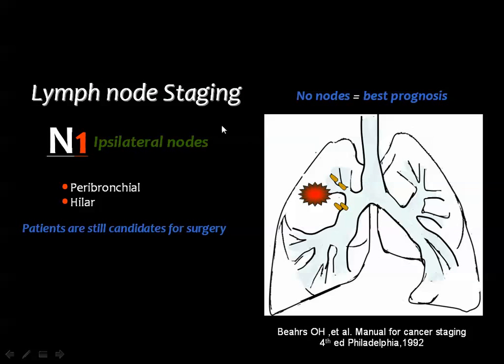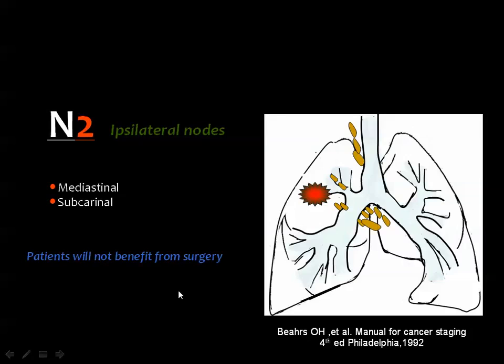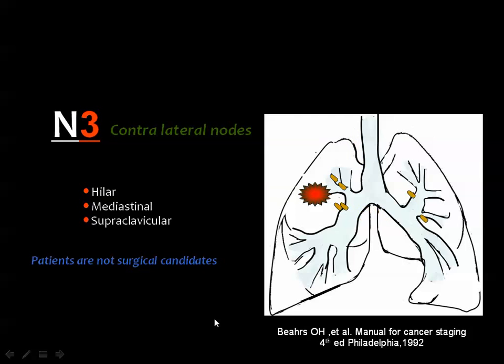Then lymph node metastasis. If there are no lymph nodes, this is the best for the patient. N1 is ipsilateral nodes, which are peribronchial and hilar. And according to the literature, these patients are still candidates for surgery. In N2, the ipsilateral nodes, but at more sites, especially in the subcarinal and mediastinal sites, and these patients, according to the literature, will not benefit from surgery.